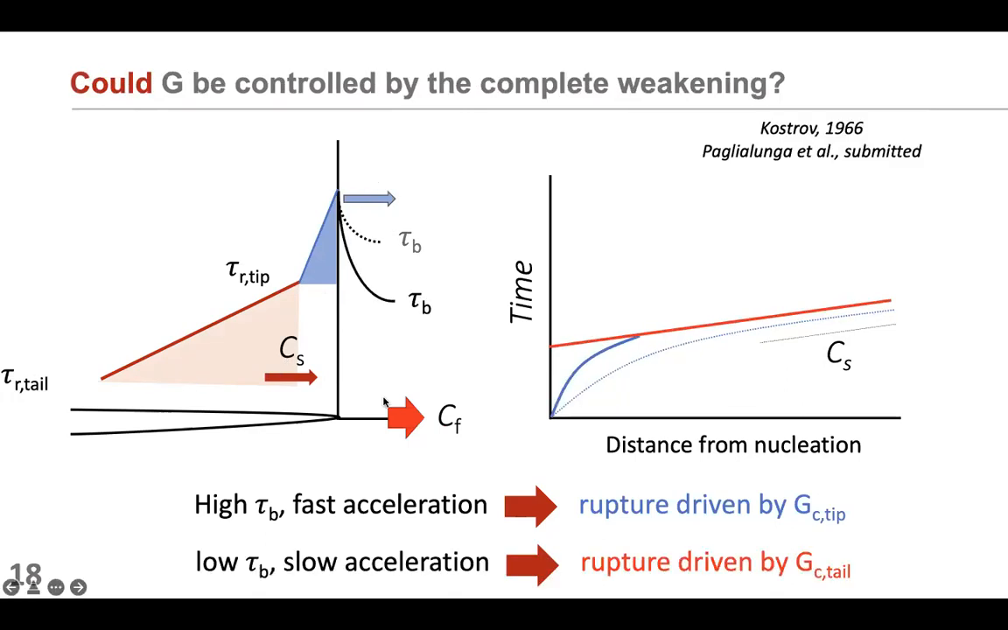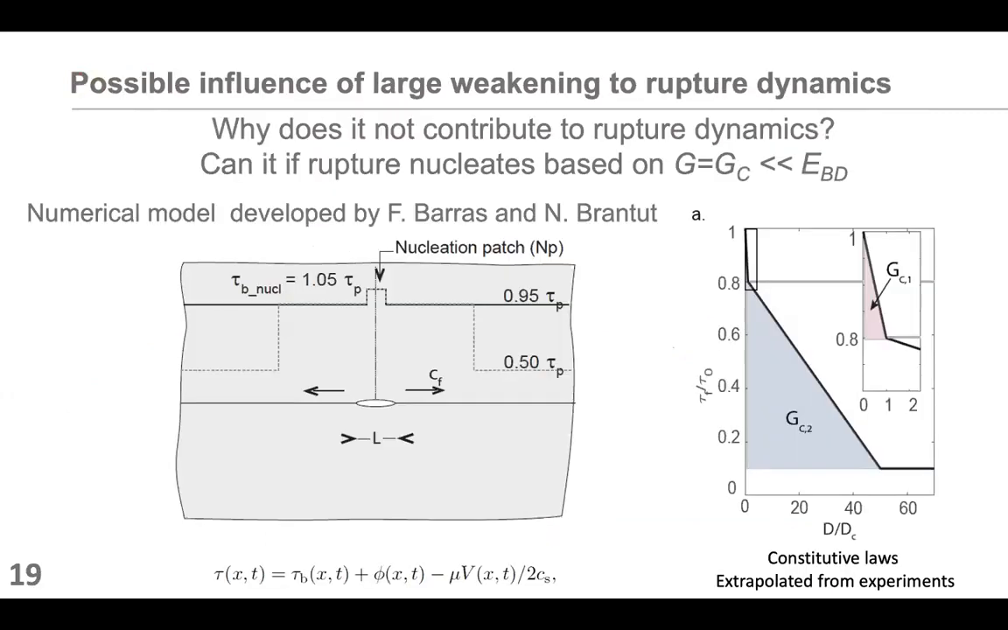So in which conditions can we see this large-scale weakening catch up with the rupture tip and control the full dynamics? Well, for instance, if we had a smaller background stress, then in fact, if we have a smaller stress along the fault, the initial accelerations will be slower, and so the information of the second weakening is expected to catch up with the first rupture tip. And in this case, we expect that the rupture can be controlled by the complete breakdown work, let's say. So this is what we have done numerically.